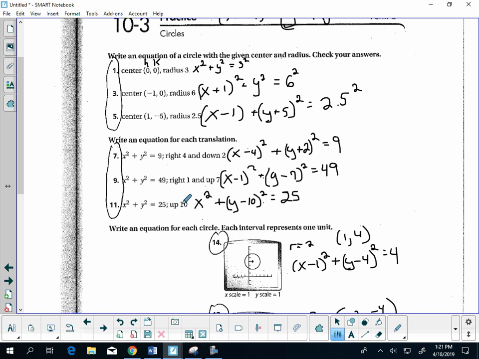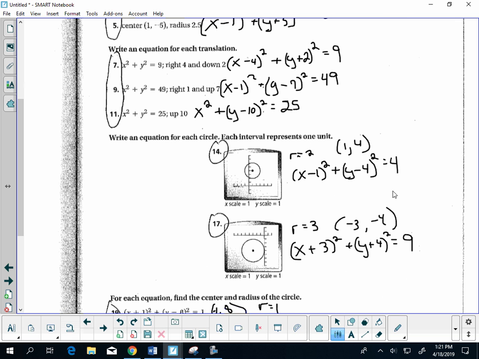On this one, I'm only going up 10, so the only thing being affected is my y, so it's y minus 10, quantity squared. For 14, you needed to find the radius and the center, and I will tell you right now, I thought these were a little bit hard to see, so hopefully I counted them correctly. I got my center as 1, 4, and my radius is 2. If you put 2 squared here instead of 4, I'm okay with that. On this one, I got my center at -3, -4. Again, hopefully I counted correctly. And my radius was 3. And again, if you put 3 squared instead of 9, I'm okay with that.